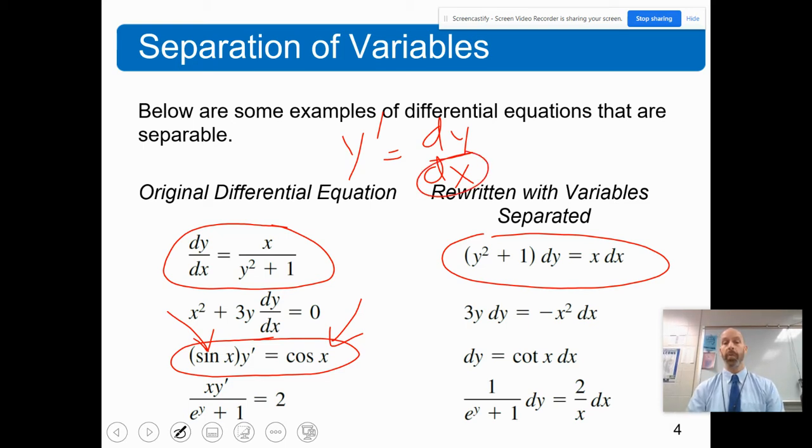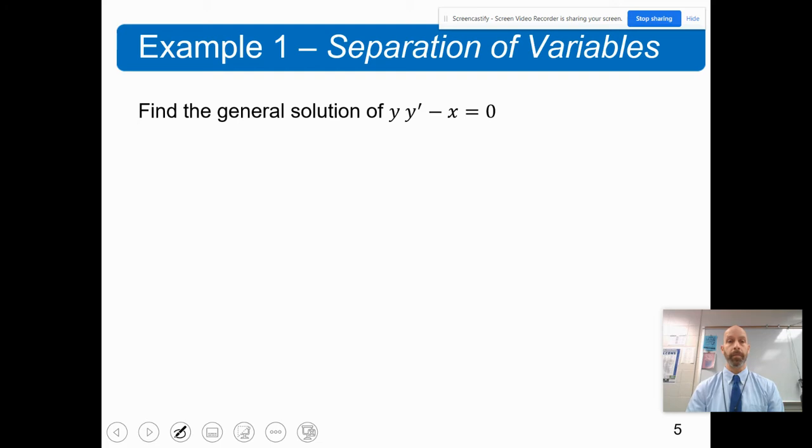Again, what we can do is separate those variables. I would like to note that cosine x divided by sine x is cotangent x when we multiply the dx to the other side, and then we're left with dy. So notice now, again, we have all the y terms on the left and all the x terms on the right. So these are some examples of separable equations.